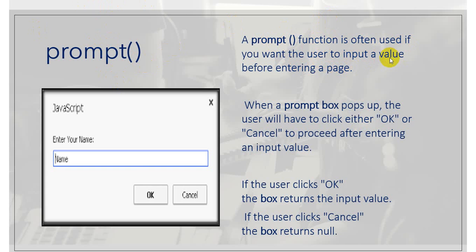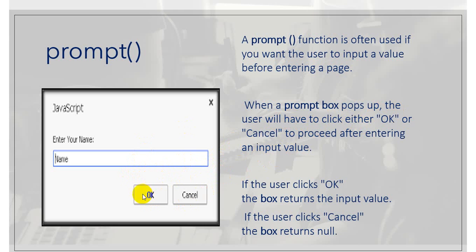What is the basic objective of the prompt function? User to input a value means this is the input box, inside which the user can enter any value. Now, when a prompt box pops up, this box appears on your screen. The user will have to click, and the user has two choices: click on OK or click on Cancel.